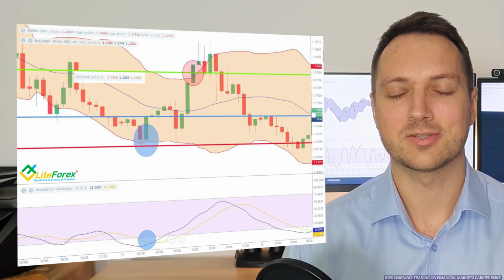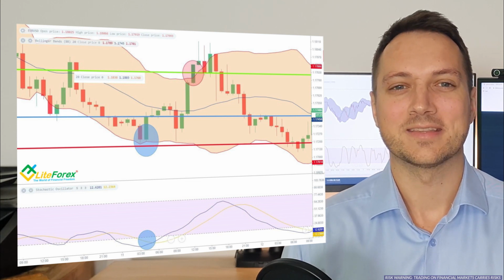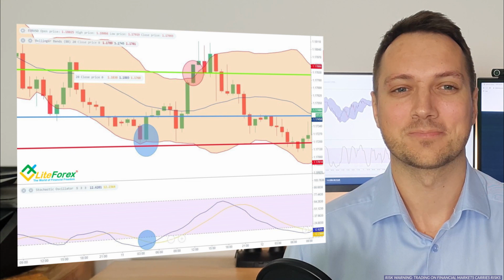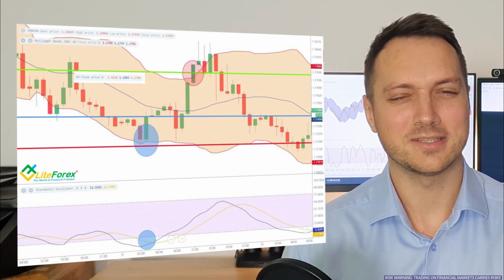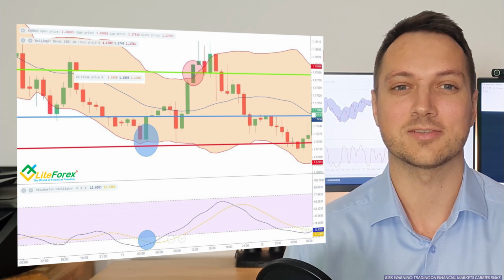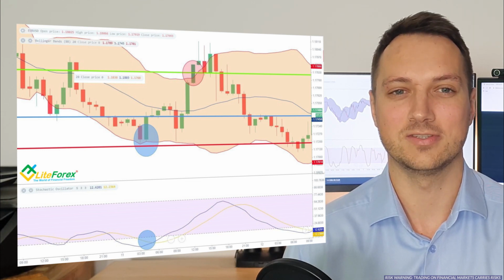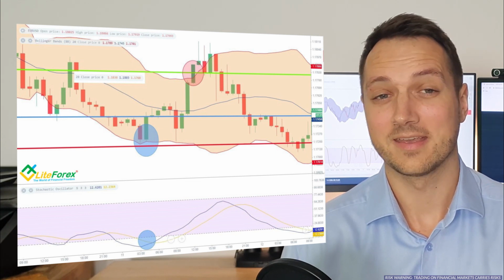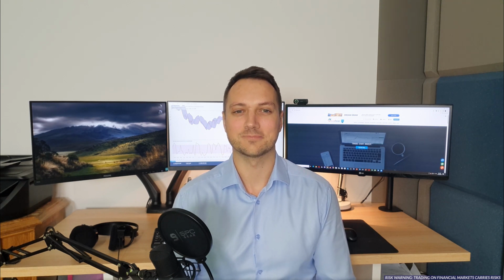Okay, so as you will probably guess, the conditions for a sell trade are in the opposite direction. A bar crosses, or at least touches, the upper boundary of the Bollinger Bands, and the percentage K line crosses the percentage D line top down above 80%. And entering the market, of course, occurs at the opening of the candle that follows the signaling one.